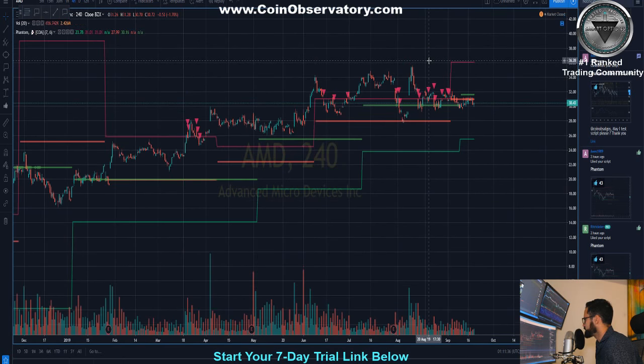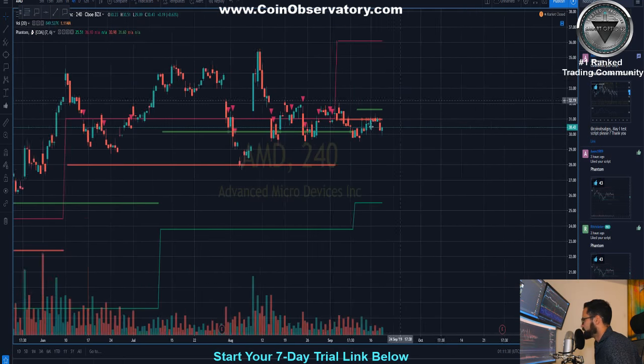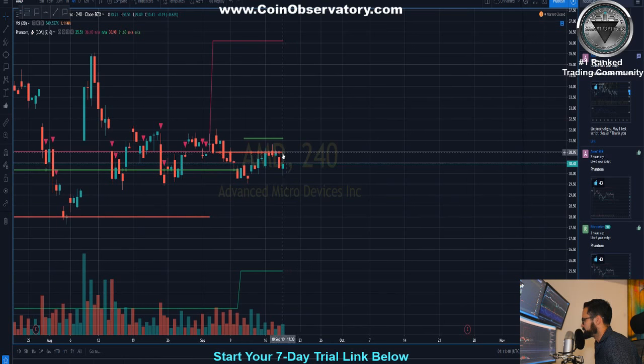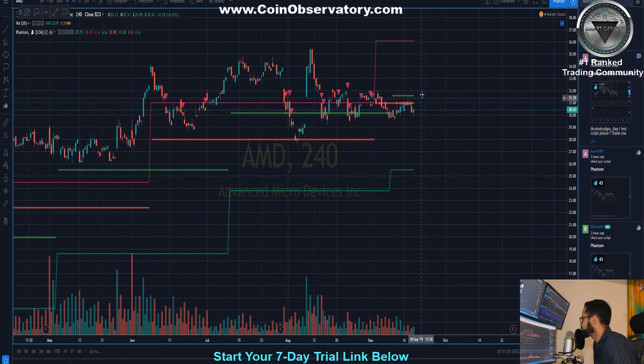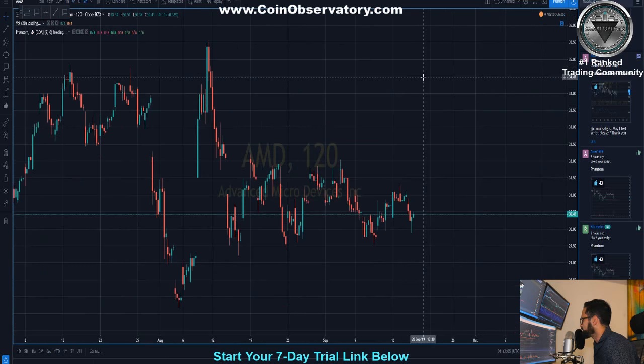What's the 240 saying? 240 is saying this would probably be a good place to take a short, right? Because you're getting rejection below. So next time it gets up to like 30.95, maybe take a short at 30.95, and then maybe at 31.60 for a move down, just because it's closing below. But if it does close above 31.56, we could see a little bit of a rally. You could see it come up and knock out that 36.03 with the 120.